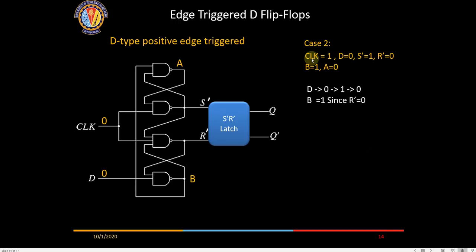Can you repeat the case again? Okay, the case is clock is equal to 1, D is initially 0. Before the clock, D is equal to 0, right? If D is 0, what will be Q? Q is also 0, just before. We are assuming Q is also 0. In this case, Q is 0. When the clock is going high, initially the clock is high, D is 0, Q is also 0, it is already latched.